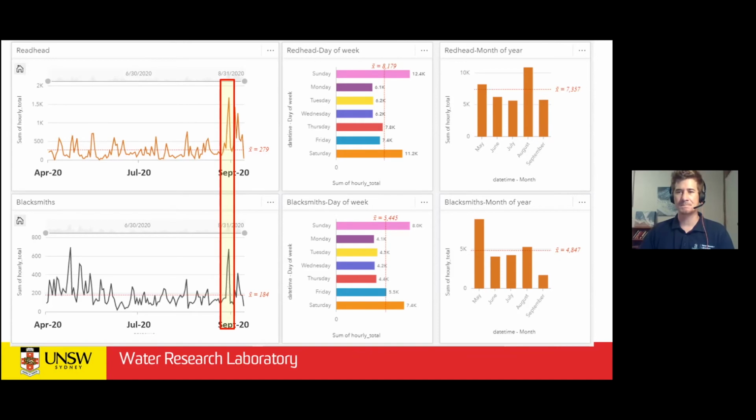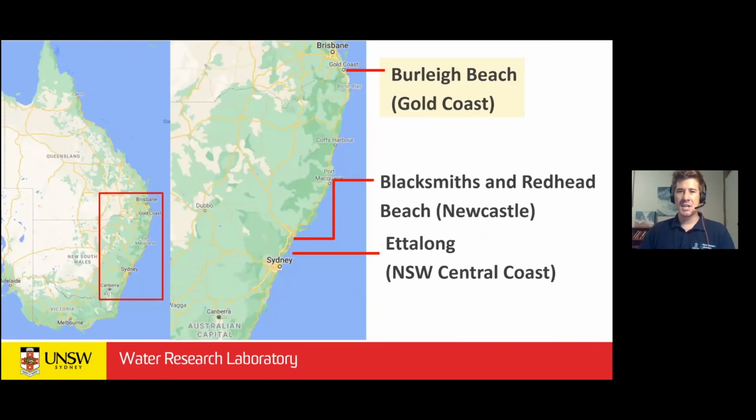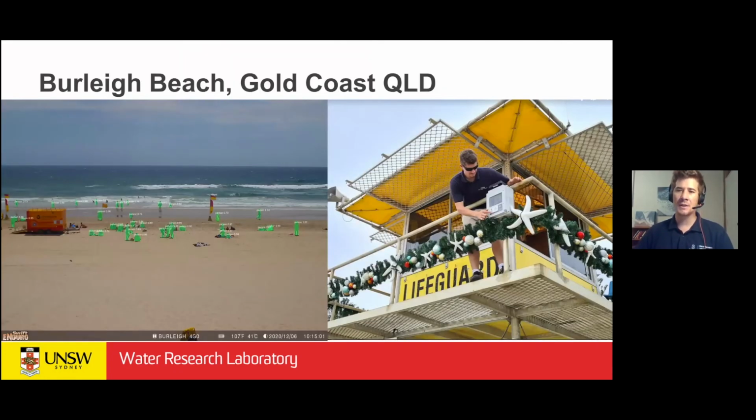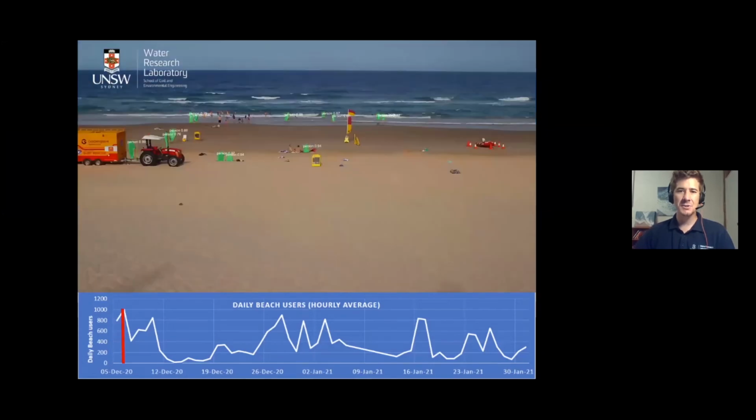All right, so let's jump well further north to the Gold Coast, to Burleigh Beach. We installed a camera on one of the lifeguard towers as a trial for the City of Gold Coast, and we did some people counting towards the end of last year. Here are the results of the plot here.